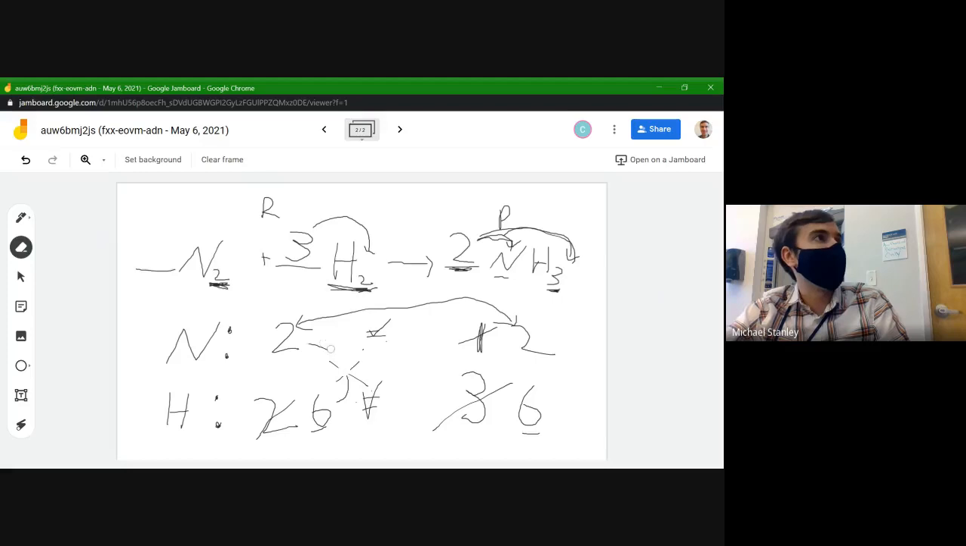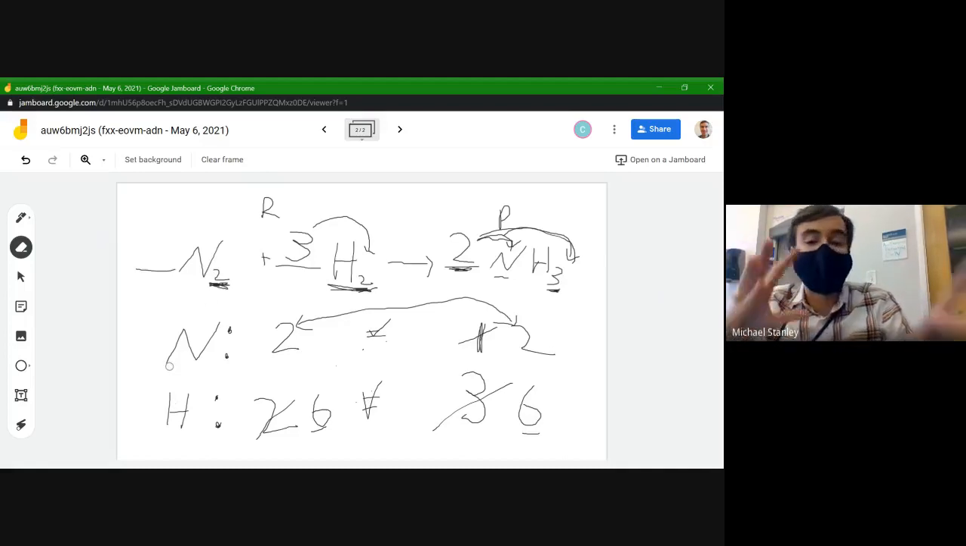We only care that the nitrogens are the same on both sides and the hydrogens are the same on both sides. So it doesn't matter that we had 2 nitrogens on both sides and 6 hydrogens on both sides. The only thing that matters is matching each type of atom. So however many you have of N on one side, you have to have that many on the other side. However many of H you have on one side, you have to have that many on the other side.